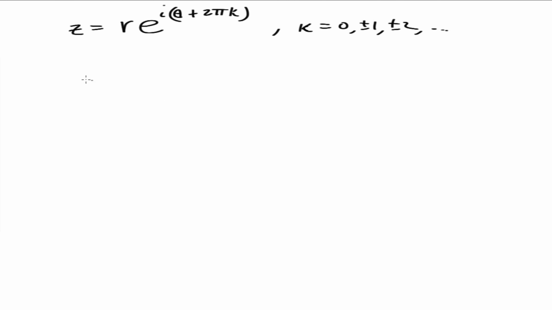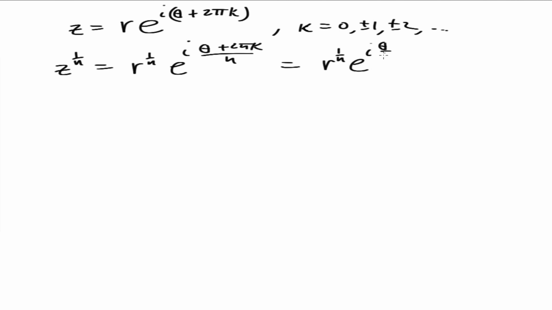Okay, with this in mind, now we're going to take the nth root of z, and that's going to become r to the 1 over n, and now that's e to the i, where we write our theta plus 2 pi k all over n. Now we get r to the 1 over n, e to the i, theta over n plus 2 pi over n k. Okay, so now we see there are actually many roots available.